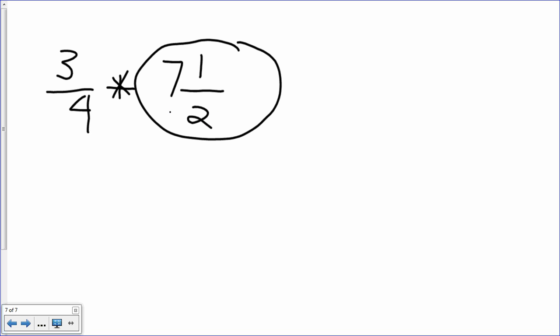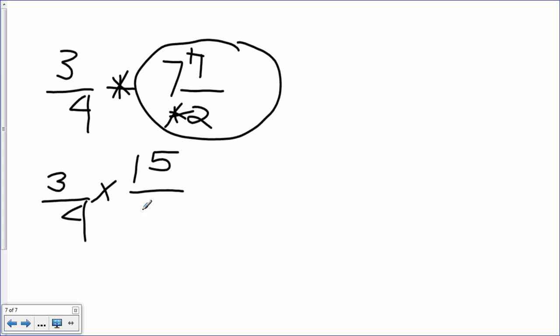So again, I'm going to multiply here, and then I'm going to add my numerator to that. So I'm going to have 3 over 4 times, and then I'm going to figure out what my mixed number is. 7 times 2 is 14. I add 1 to that, that's going to be 15. Remember, I keep my denominator. So my new fraction is 15 over 2.